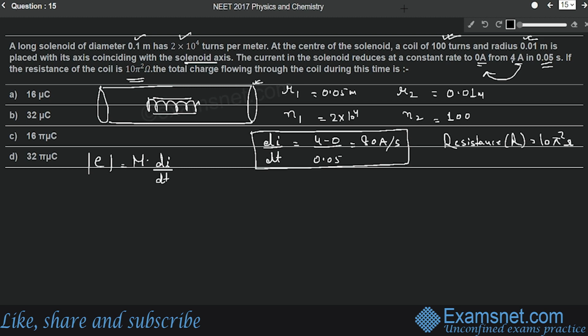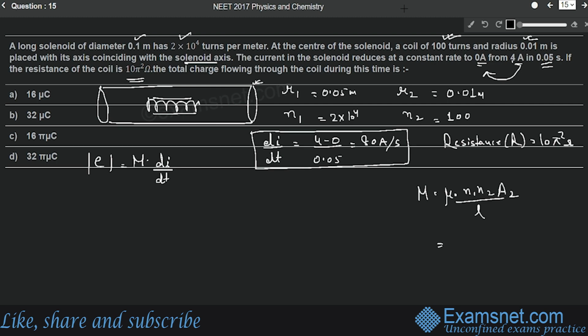M is the mutual inductance. Now what is the formula for mutual inductance? It is equal to mu naught N1 N2 into A2, where A2 is the area of the smaller coil, upon length. Now length is not mentioned, so we'll take it as 1 meter only. So let's put the values here.